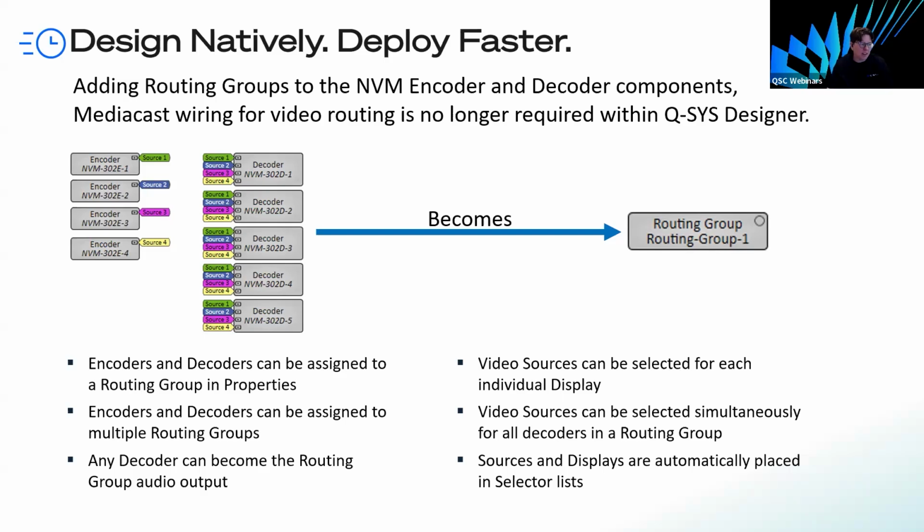which is kind of fun. And as you add things to a routing group, they're automatically placed in all the selector lists. And again, those selector lists are kind of fun things that you can put on your UCI and a little bit of formatting, and off you go to the races.